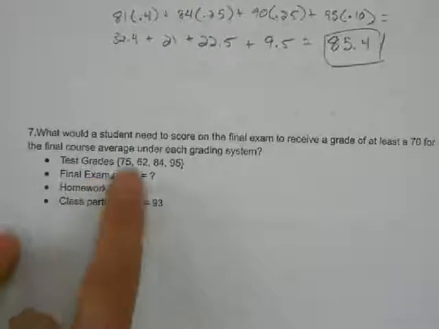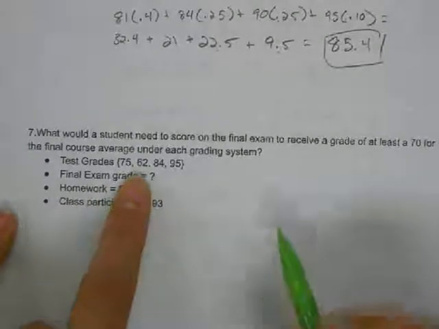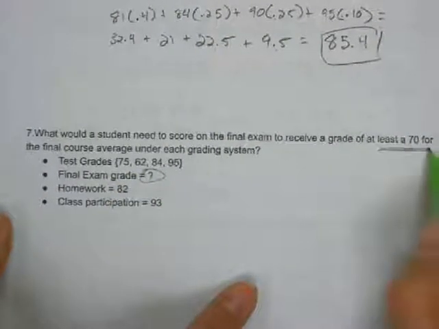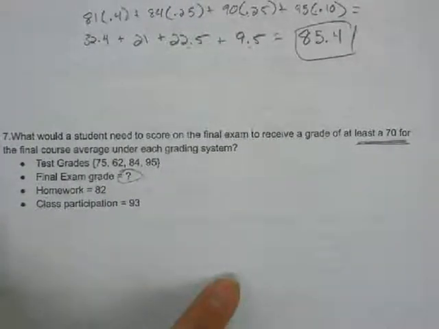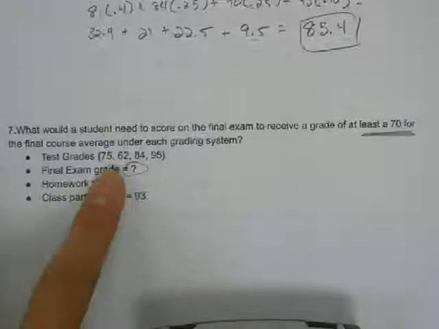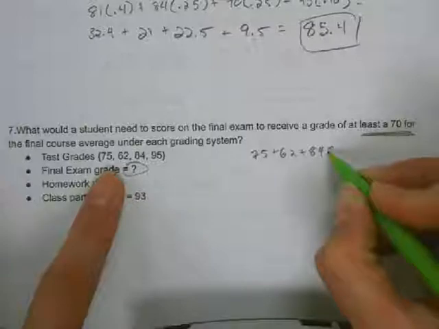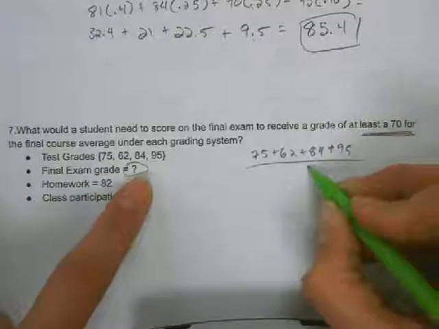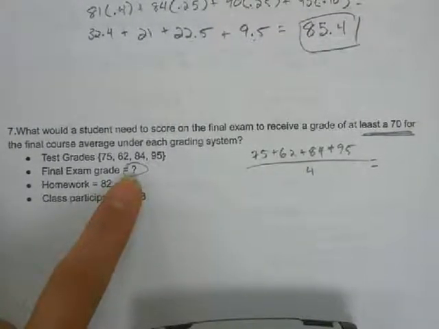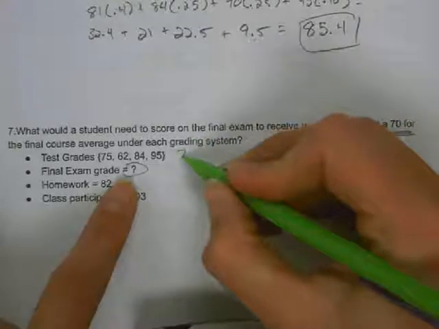Okay, so test grades. Same sort of thing, right? I need an average here. I'm still trying to find, on the final exam, what do I have to score? So I'm looking for this right here, and this time they give me my final grade, which is going to be at least a 70. So I'm just going to use a 70 because that'll be the easiest way. So I'm going to find an average here, just like I did before. So add them all up: 75, 62, 84, 95, and divide by 4 grades, so divide by 4. That gives me a 79. Okay, so I have a 79 test average.